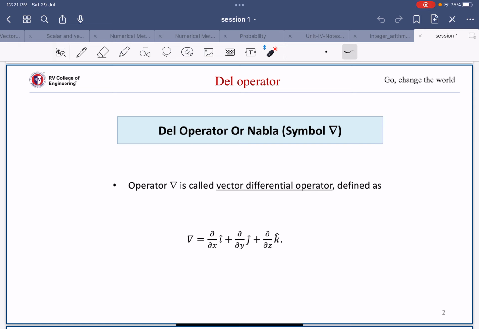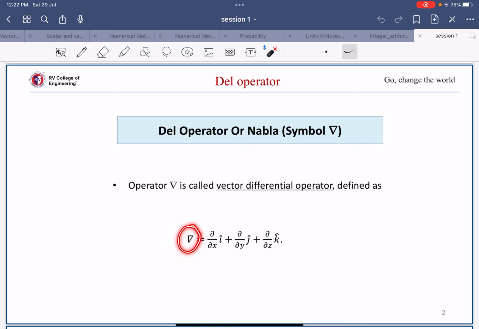discuss an operator which is called the del operator or nabla operator. So this symbol is referred to as nabla. The operator del is called the vector differential operator, which is defined as del is equal to dou by dou x into i cap plus dou by dou y into j cap plus dou by dou z into k cap. So dou by dou x, dou by dou y, dou by dou z are partial derivatives with respect to x, y and z.